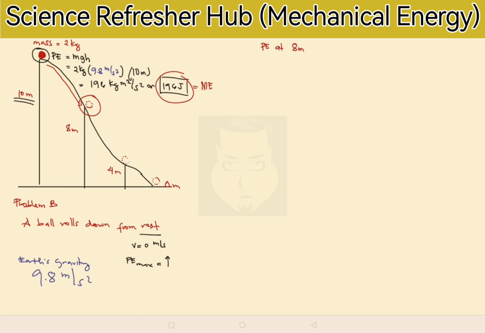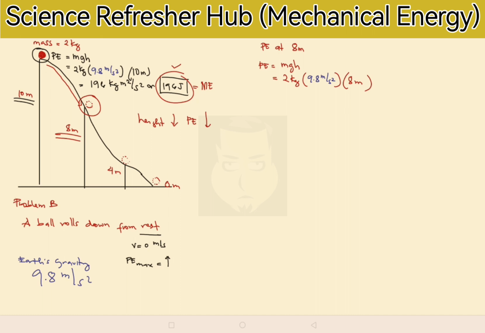For sure, as the height decreases, our potential energy will definitely decrease. So we will be expecting a lesser amount of joules, lesser than 196. Okay, formula, it's still mass times gravity times height. Mass of the ball, it's 2 kilogram, times gravity on Earth, it's constant, 9.8 meter per second squared, multiplied by the height. Our height is becoming lesser and lesser as it goes down, right? So we have 8 meter here.